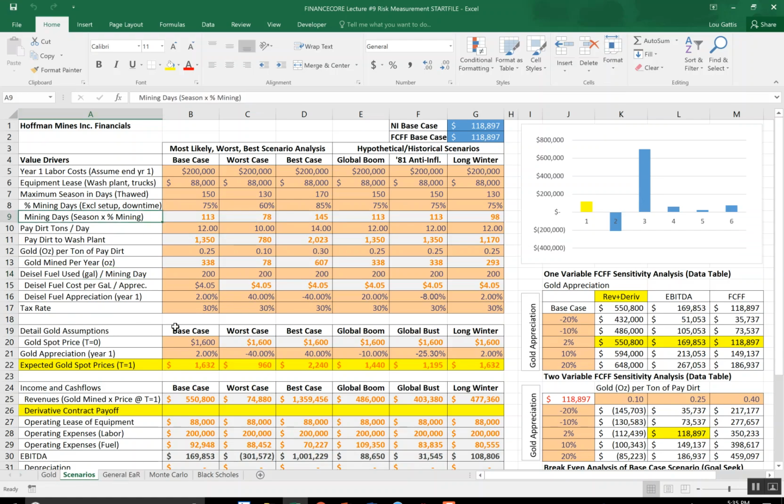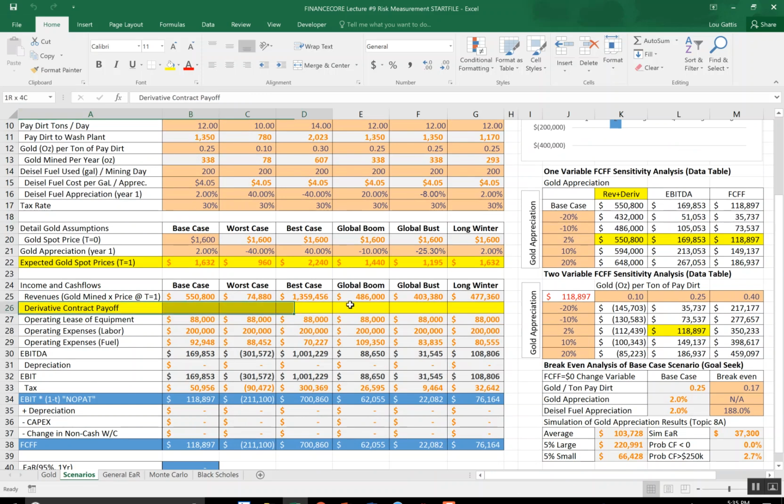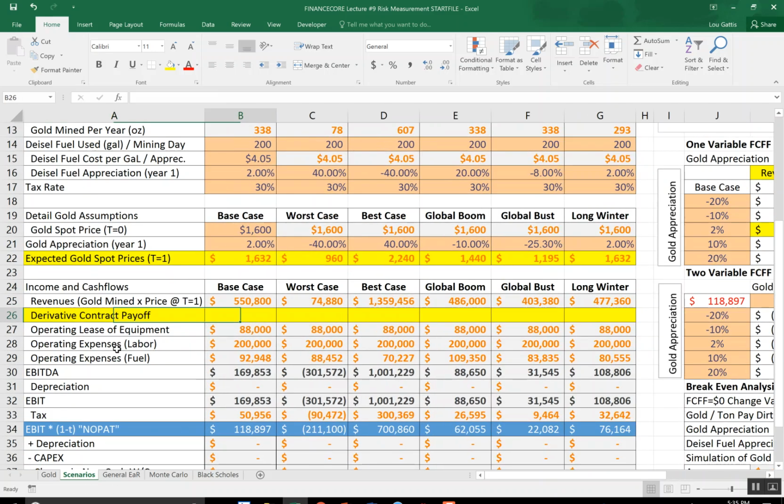Got our scenarios here, and I added a little row here. It says derivative contract payoff. That's between revenue and cost, so we're going to get the tax shield on anything we wind up putting in here. And what I'm going to say is, let's pretend Todd has just entered into a contract where he has a forward contract to sell gold at $1,632. However, it's going to be a cash settlement contract, so he's going to pay the difference between $1,632 and whatever the spot price turns out to be. And that could be, say, $1,600 or $900 or $2,200 or $1,400. So whatever it turns out to be, I'm going to multiply that times my quantity of 337.5.